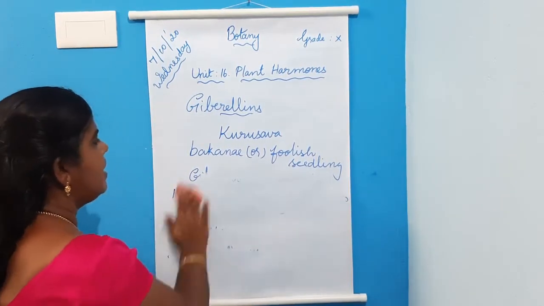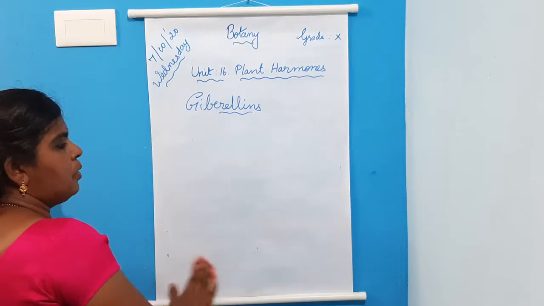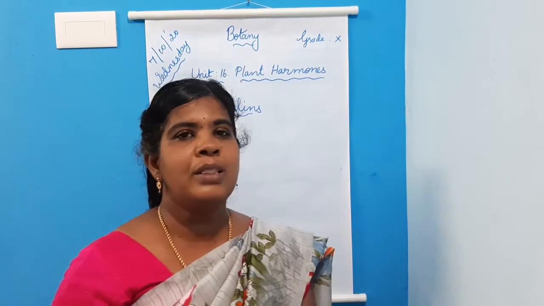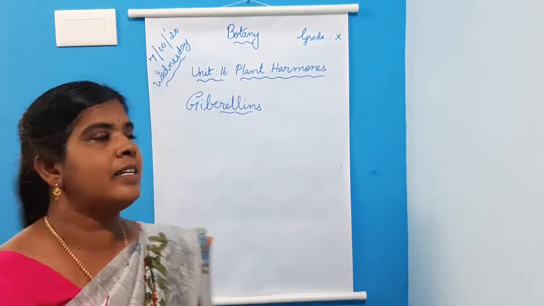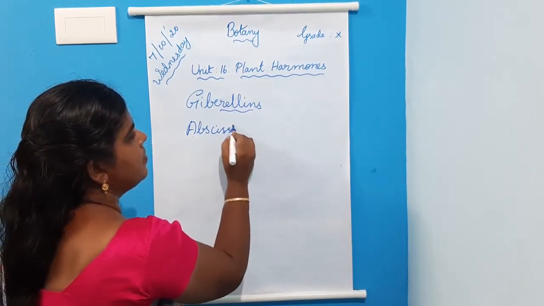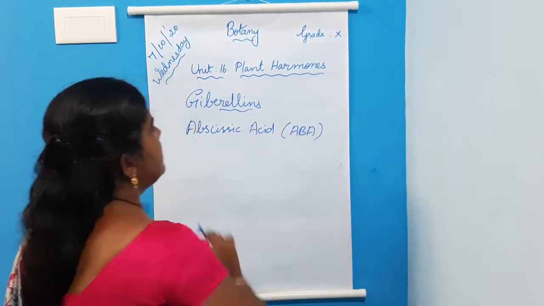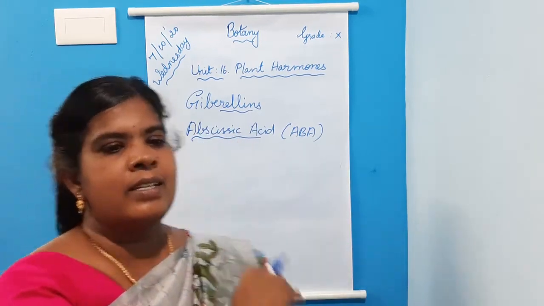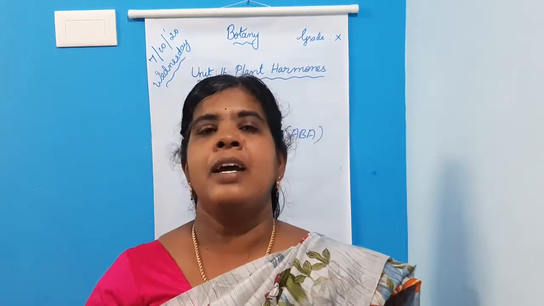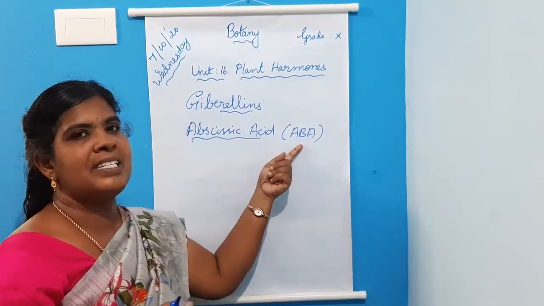Next plant hormone is abscisic acid. The first three plant hormones are growth promoters. The last two, that is abscisic acid and ethylene, are the growth inhibitors, we have studied already, isn't it? Now, abscisic acid, in short, it is termed as ABA. This abscisic acid is the growth inhibitor which inhibits the growth of a plant, which regulates abscission and dormancy.